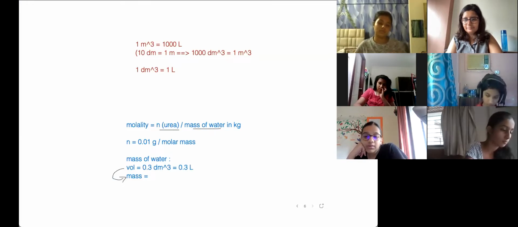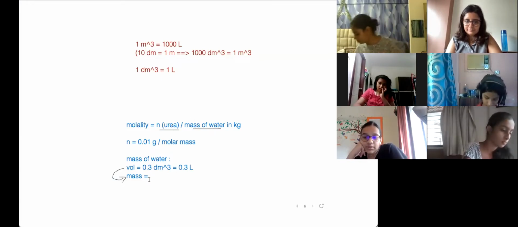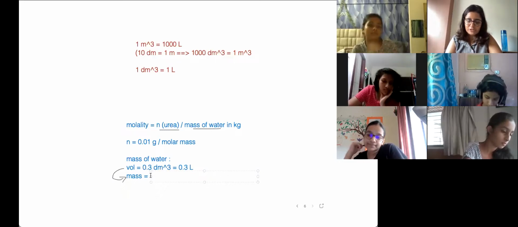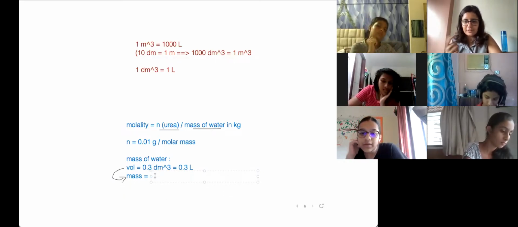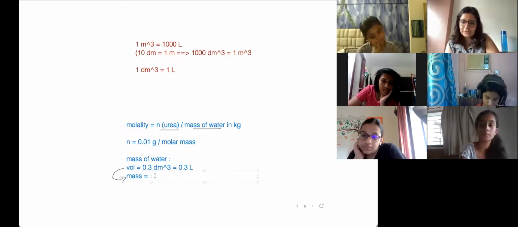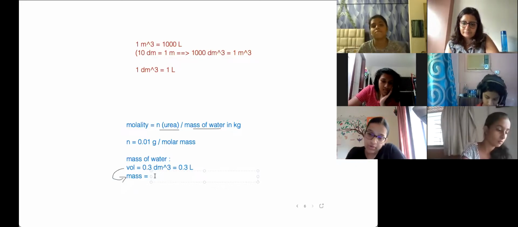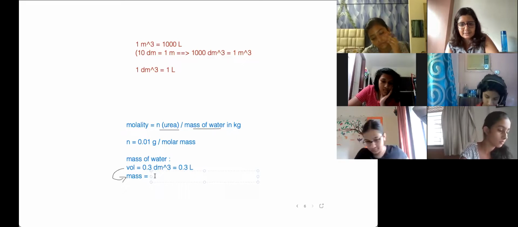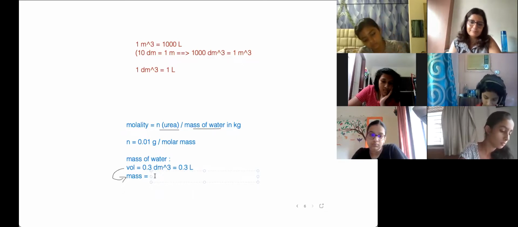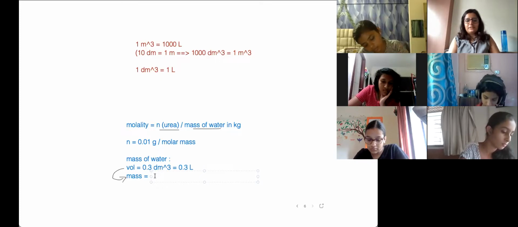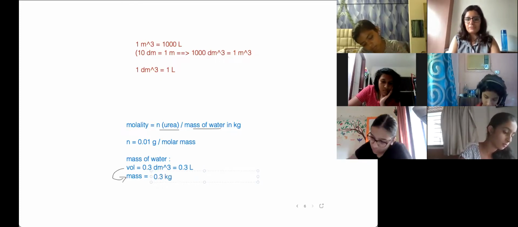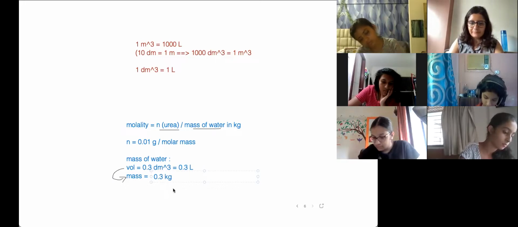Ma'am, they've said STP. So is there any relevance of that? STP basically room temperature, atmospheric pressure. So whatever values you know, that's what you need to use. No, like, would we consider 22.4 liters or something? No, that's only for gases, like volume of 1 mole of gas is 22.4. Mass will be 0.3 liters, matlab 0.3 kg, because 1 kg per liter is the density.